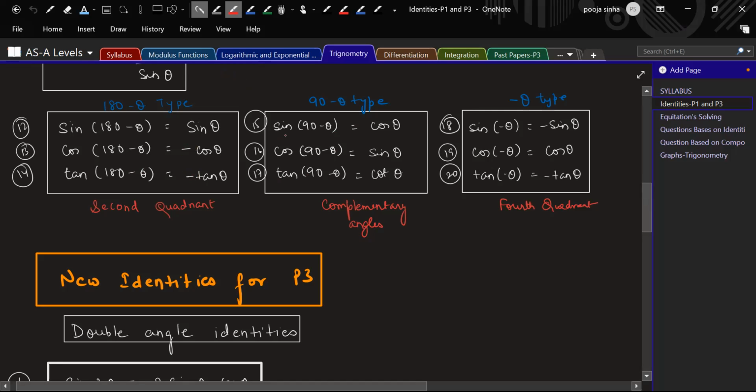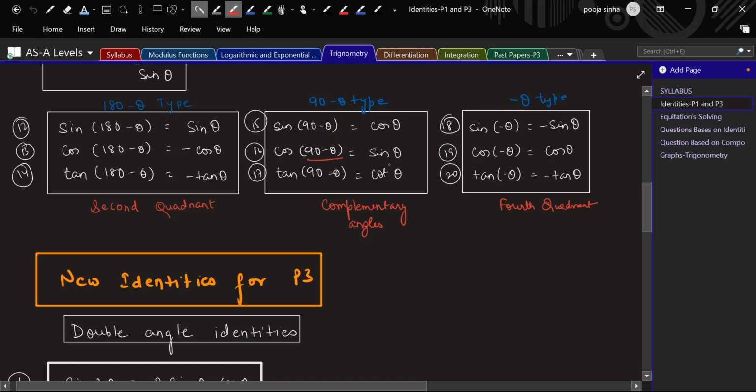Now, next comes the 90 minus theta type, all these formulas. You remember these are complementary angles. So sine would turn to cos, cos would turn to sine, and tan would turn to cot. That is clear? And 90 minus theta, you remember, these are complementary angle formulas. So sine, whatever is here, that becomes the theta. That same thing is here. So if it is sine 90 minus 60, it is the same as cos 60, right?